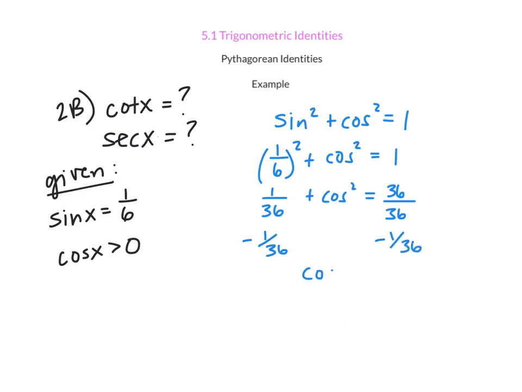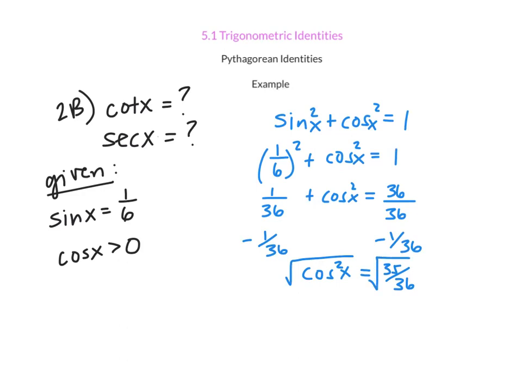And then we know that our cosine squared, technically I could have written x here. Sorry for all of them. The cosine squared is 35 over 36. In order to find cosine, we have to square root.